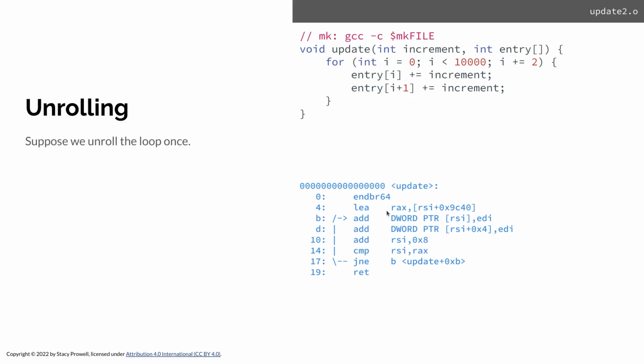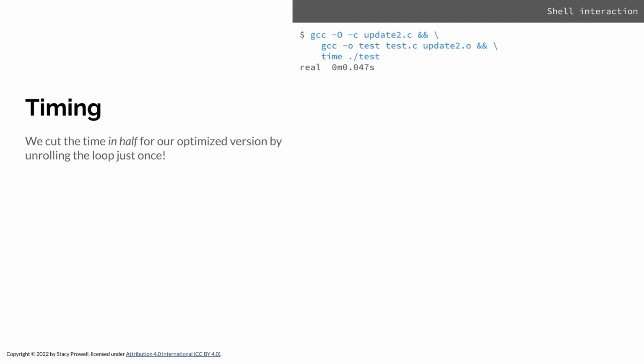Again, we compute the address of the endpoint. We then do 2 adds, at RSI and at RSI plus 4, because double words are 4 bytes. We add 8 to RSI, compare it, and then branch if we're not equal. So, great. How does that perform? When we run that, we find that it cuts the time in half, roughly, over our previous optimized version. Yes, loop unrolling improves the performance.